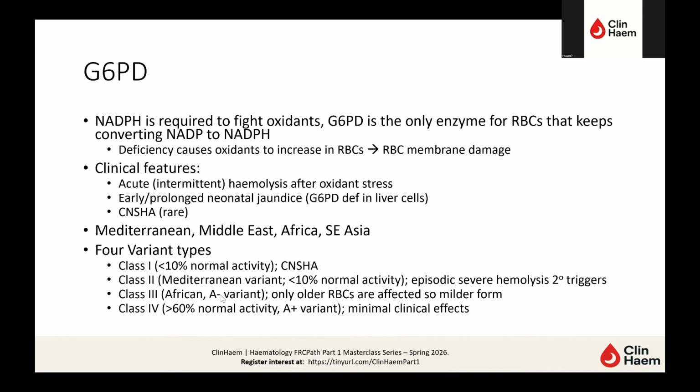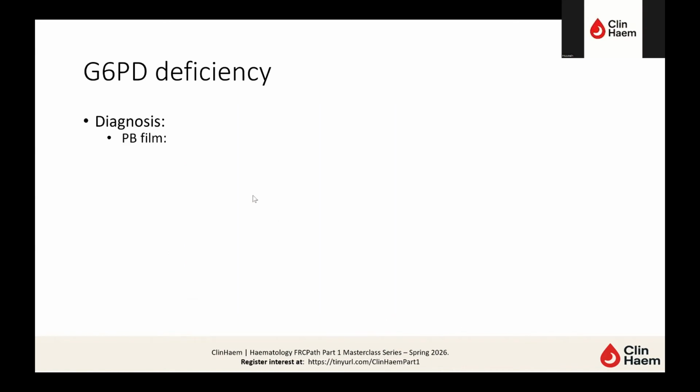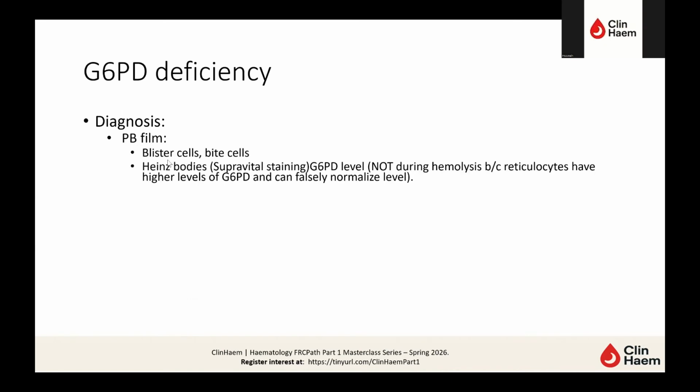Most common is the African A- variant, which only affects the older red cells. So hemolysis is mild even when it's from stresses. This is how the blood film looks, and this is the hemoglobin trying to denature and go towards the periphery, and this is ultimately going to be bitten off, so it becomes a bite cell when it goes to the spleen. So if you see bite cells, the diagnosis again, the most important thing to diagnose is the blood film. You see blister cells and bite cells. You can see Heinz bodies, which you have to do a special stain for.